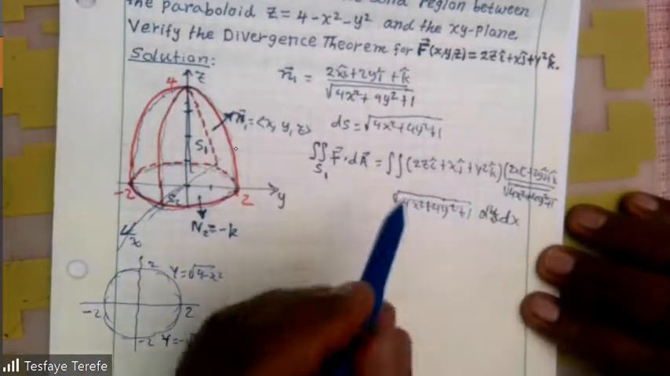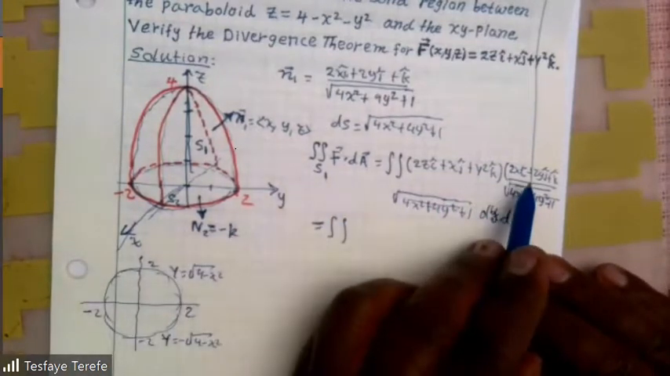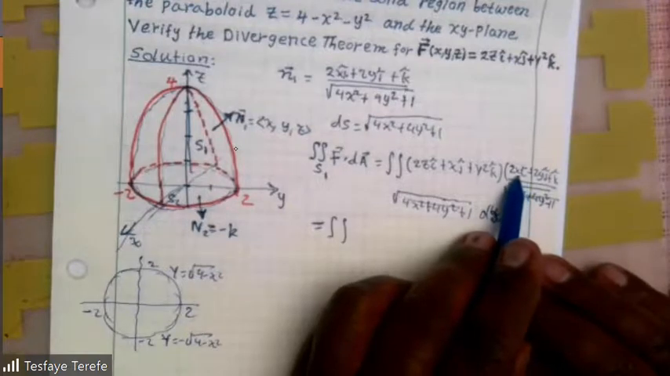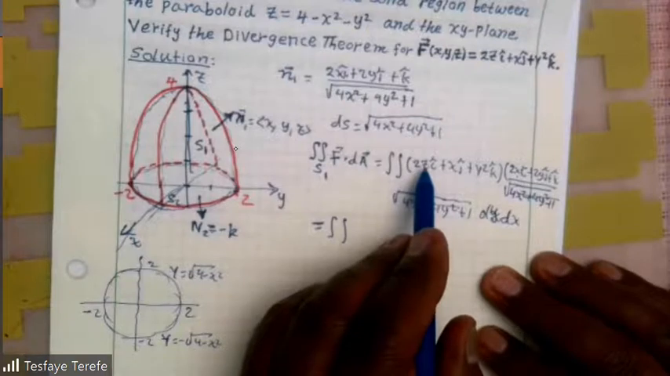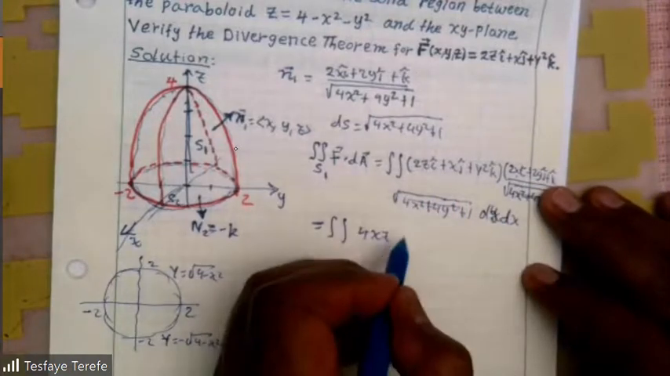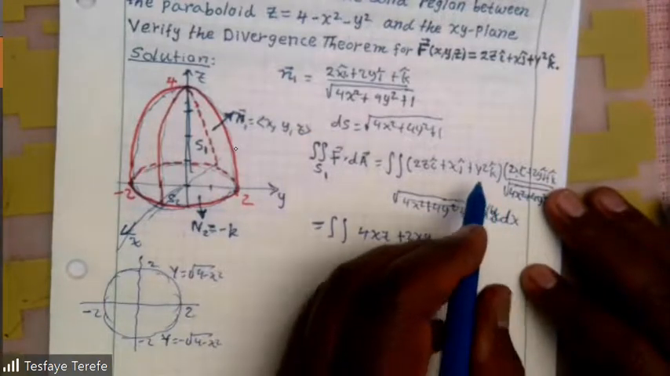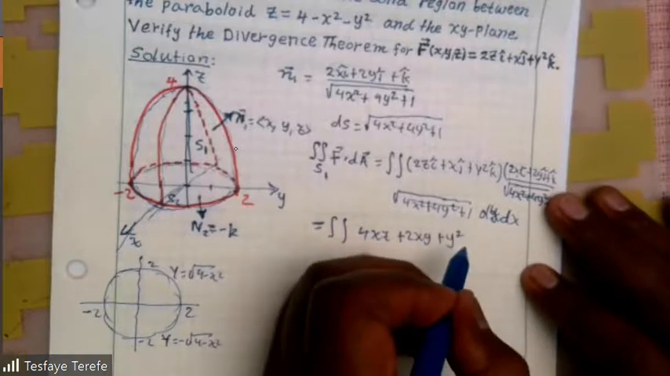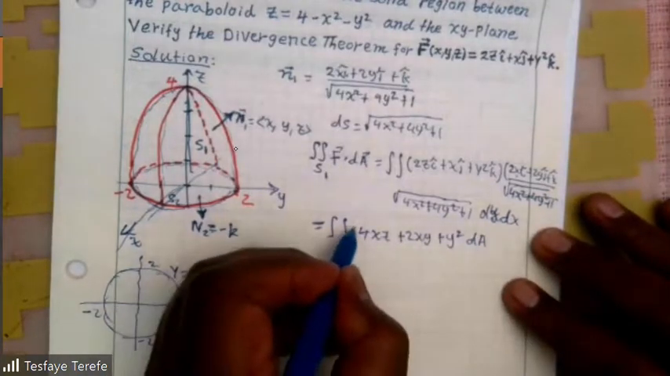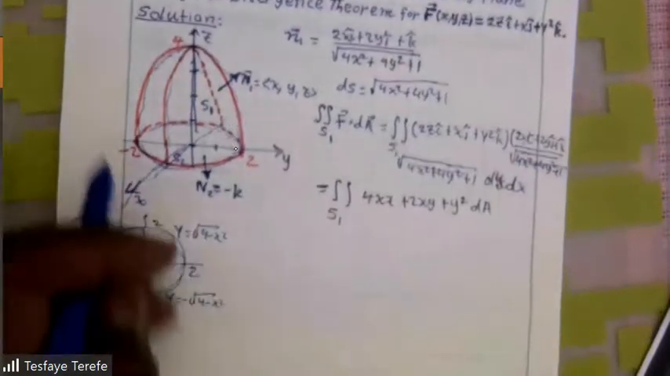So this will be cancelled by this one. Then we multiply the numerator. When you multiply 2x with 2z, it gives us 4xz. And this one will give us 2xy. And y squared k, so that means y squared simply. And that is dA. This is along S1. By the way, S1 is a projection here. We are going to get that. Okay, let's see along S2, and I'm going to combine it and do it together.